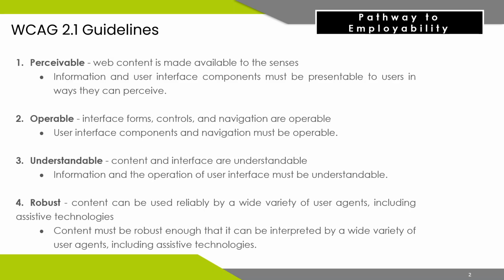Understandable: content and interface are understandable. Information and the operation of user interface must be understandable. Robust: content can be used reliably by a wide variety of user agents, including assistive technologies. Content must be robust enough that it can be interpreted by a wide variety of user agents, including assistive technologies.